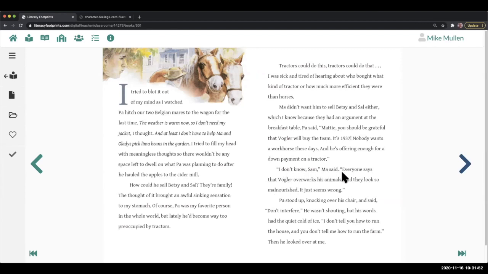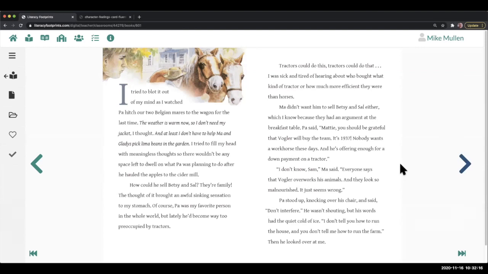I don't know, Sam, Ma said. Everyone says that Vogler overworks his animals and they look so malnourished. It just seems wrong. Paul stood up, knocking over his chair and said, don't interfere. He wasn't shouting, but his words had the quiet cold of ice. I don't tell you how to run the house and you don't tell me how to run the farm. Then he looked over at me.